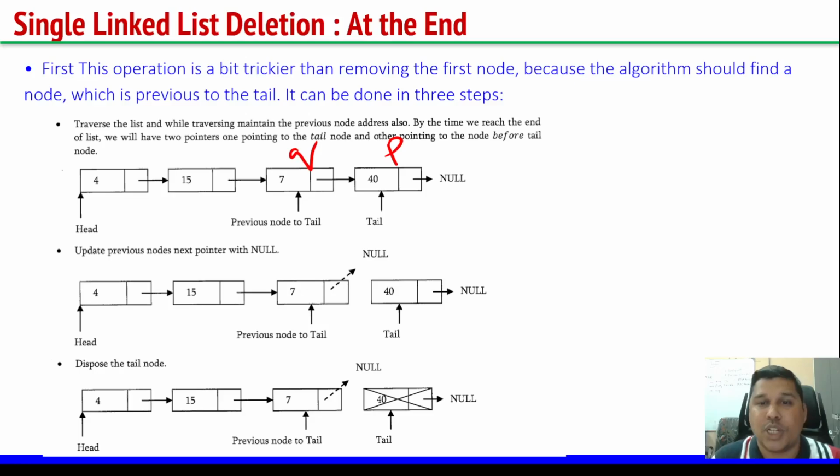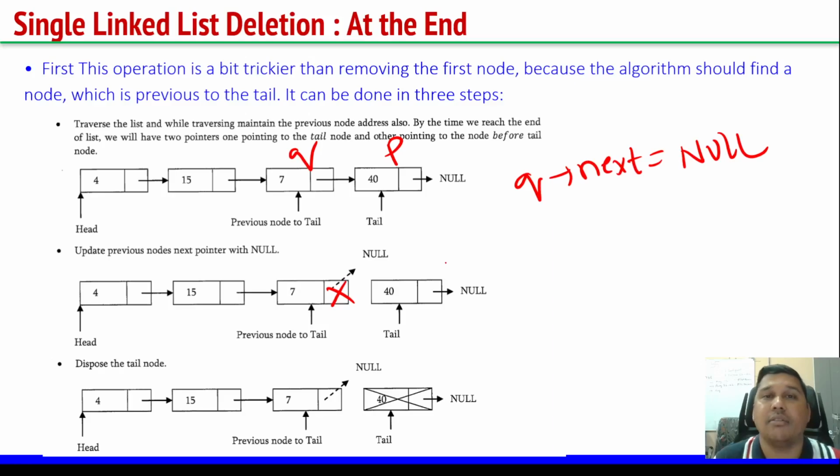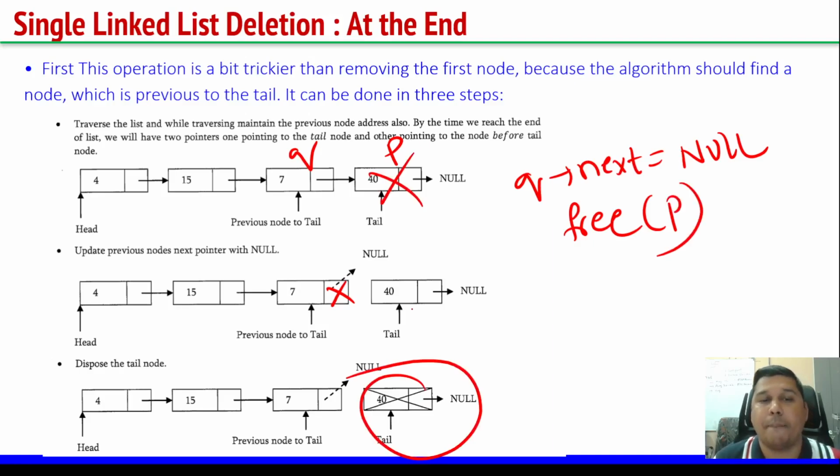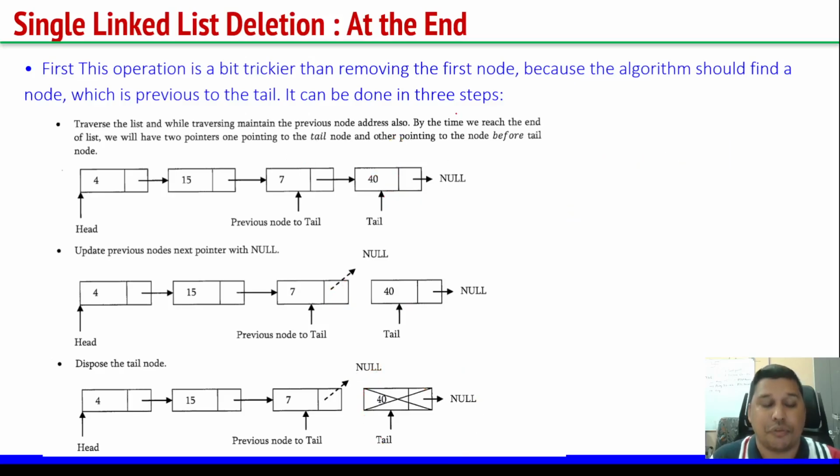What you have to write? Once you write this while loop, what you have to do? Just q's next, make it null. Make this null. One step is over. Then you write free of p. Delete this from the memory. So this is the logic of deleting an element at the end.